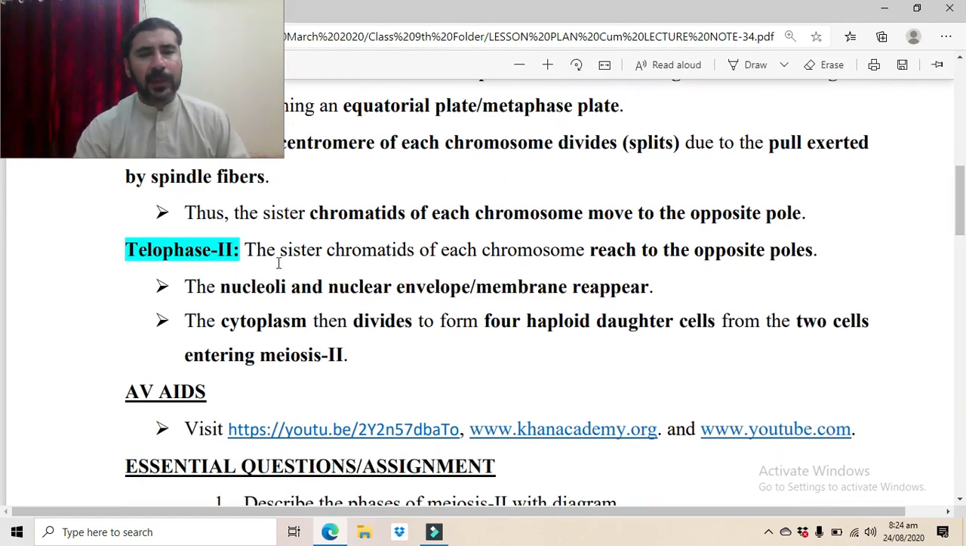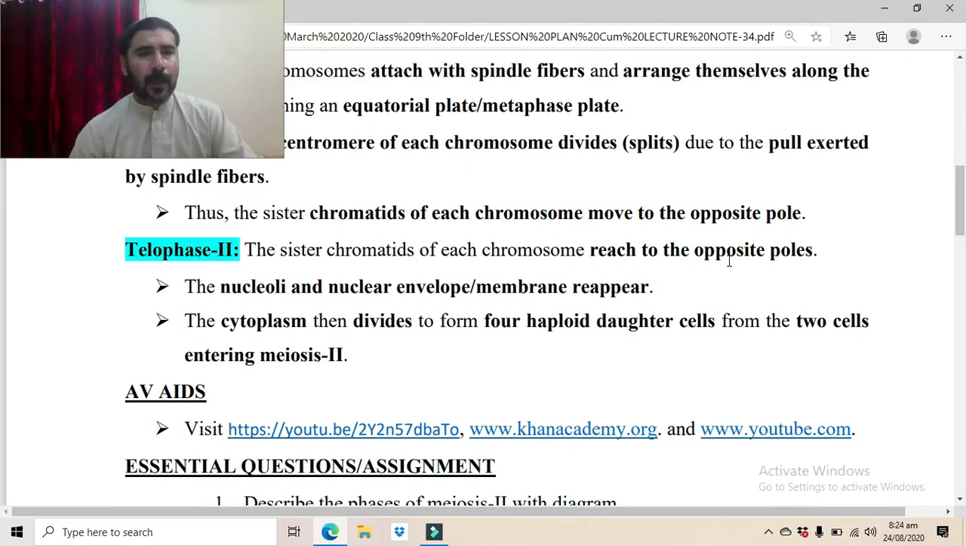In the telophase, the sister chromatids of each chromosome reach the respective poles or opposite poles. Half of the chromatids will move towards one pole, the other half towards the other pole. In the anaphase, they have started their movement, and in the telophase, they will reach their respective poles. Half of the chromatids will reach one pole and half will reach the other pole.